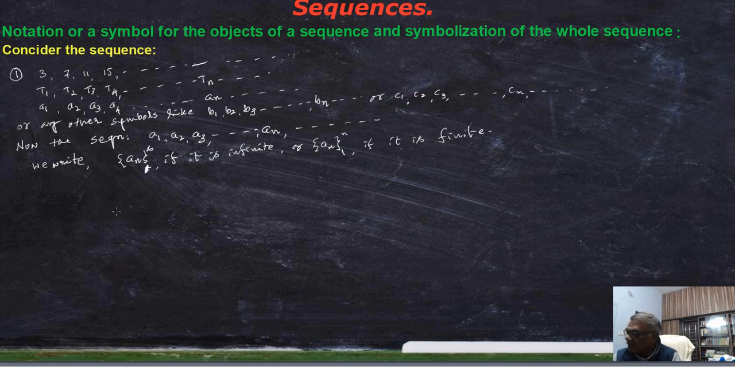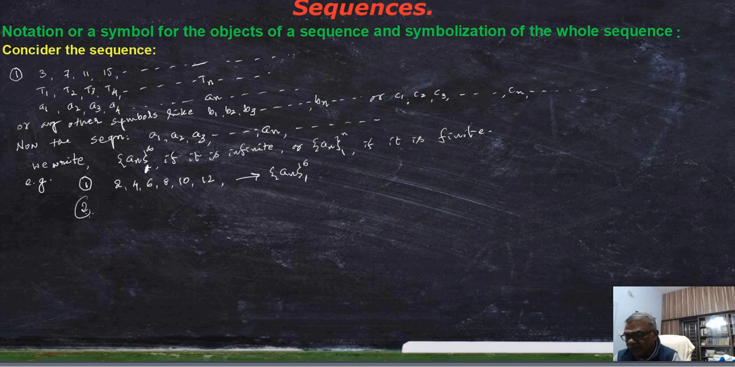For example, you can say 2, 4, 6, 8, 10, 12. This can be written as An, n from 1 to 6. That is A1, A2, etc., A6. So there are 6 terms, therefore we can write down this sequence as An from 1 to 6.